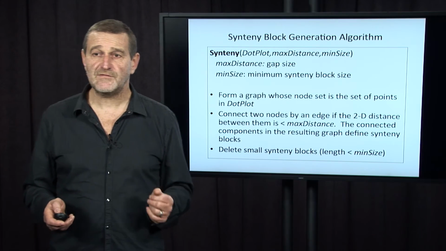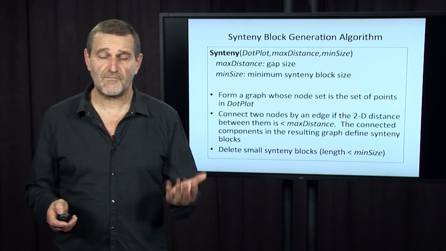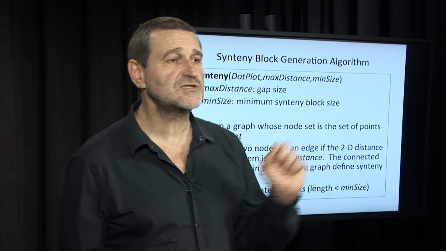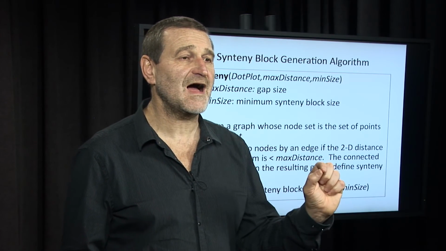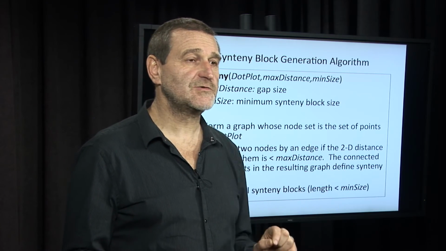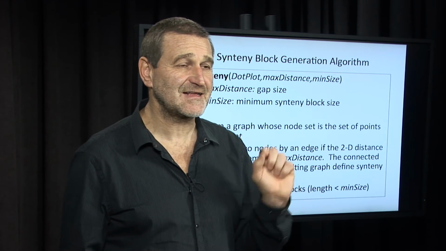Let's form a graph whose node set is the set of points in the dot plot, and connect two nodes by an edge if the corresponding nodes are located at a close distance from one another. The connected components in the resulting graph define Synteny blocks, and afterwards we delete small Synteny blocks. Of course, this is not the only algorithm that tries to model what the human eye is doing while clustering points in 2D, and our brain is very good at clustering.